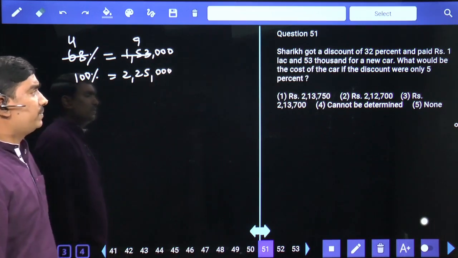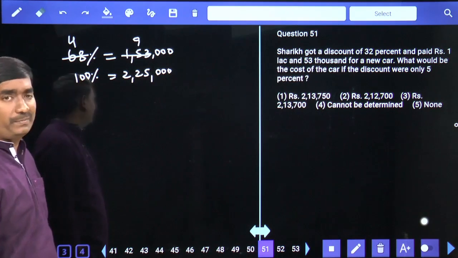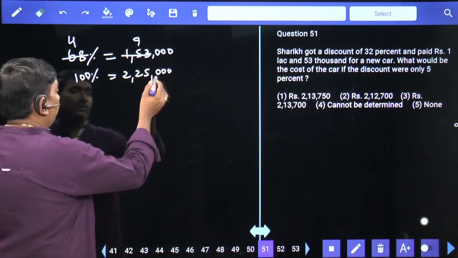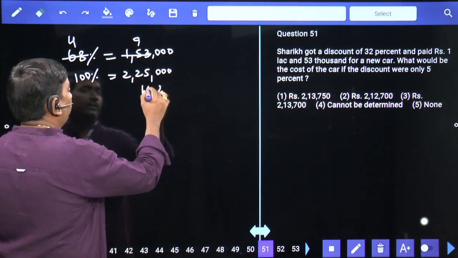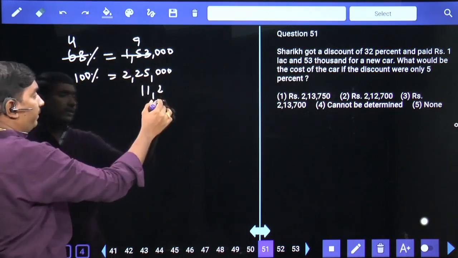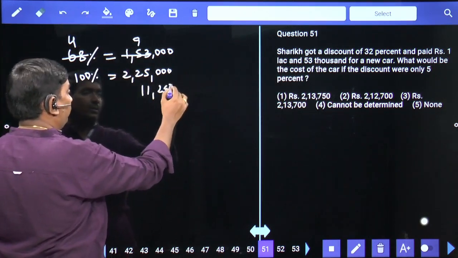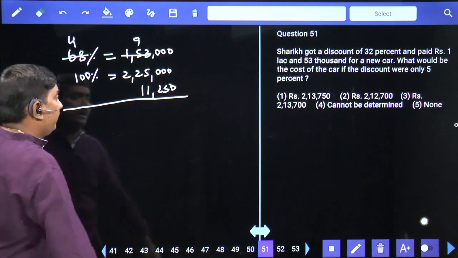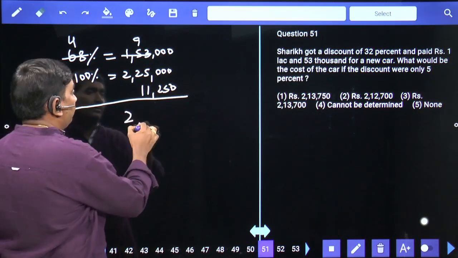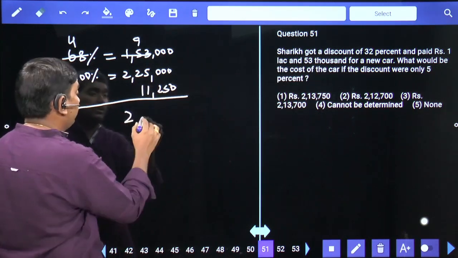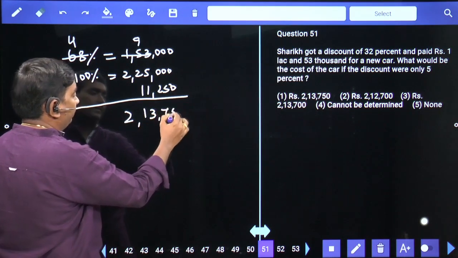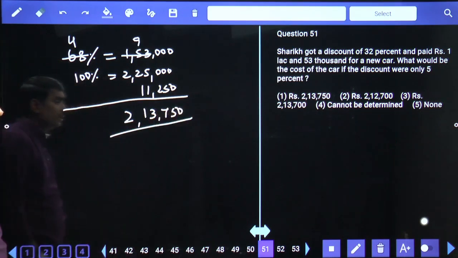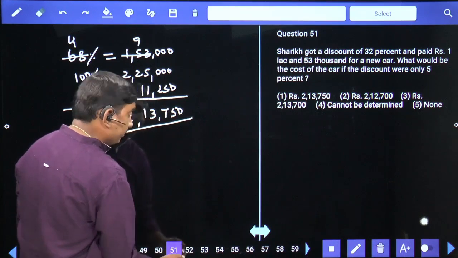What would be the cost price of the car if the discount were only 5%? So 5% discount means 11,250. Sorry, 1% is 2,250, so 5% means 11,250 discount. So remaining 2 lakhs 25,000 minus 11,250 means 2 lakhs 13,750. First option is your answer.